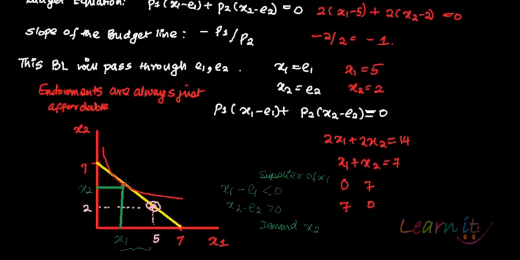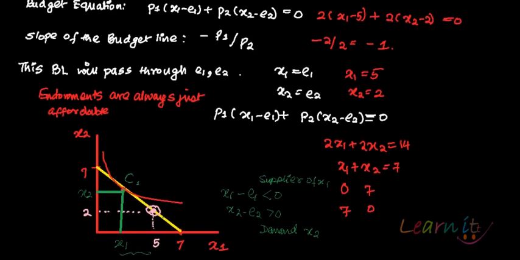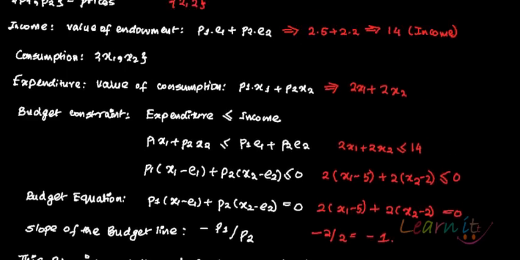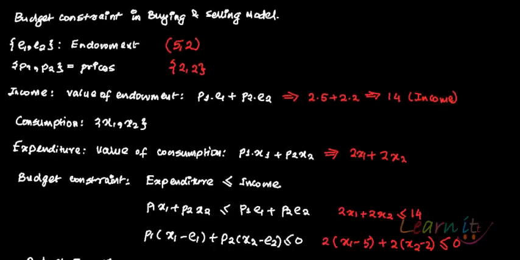Say your consumption is lying here. In case your consumption would have lain to the right of this endowment point, you would have been demanding x1 and supplying x2. Okay, so this is what I wanted to tell you about the budget constraint in this kind of model. Okay, thanks.